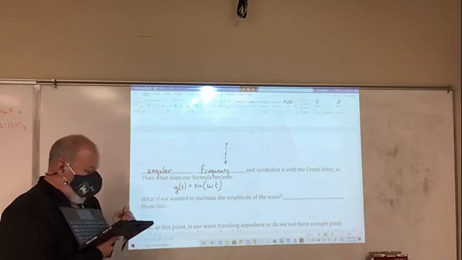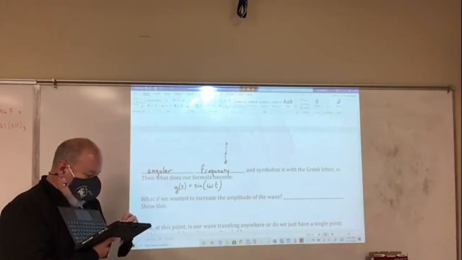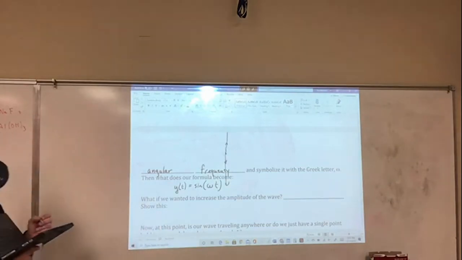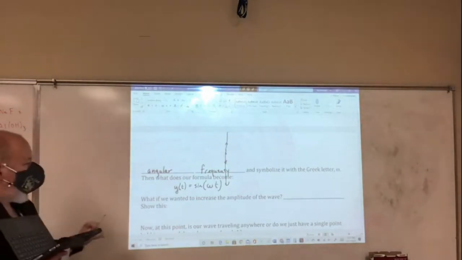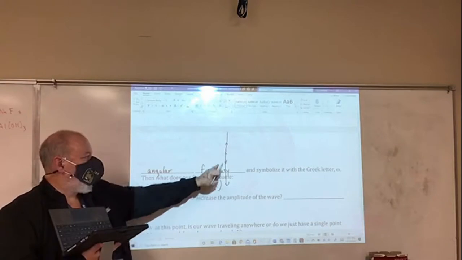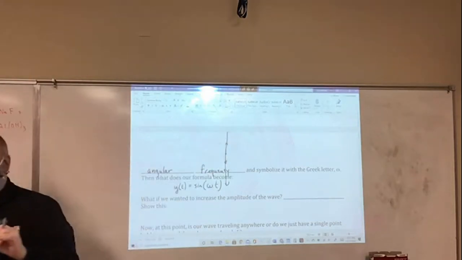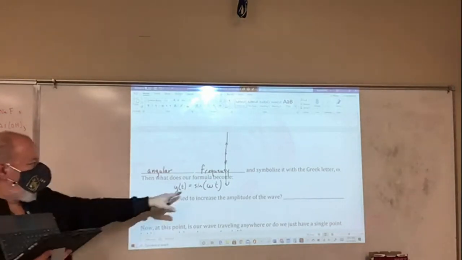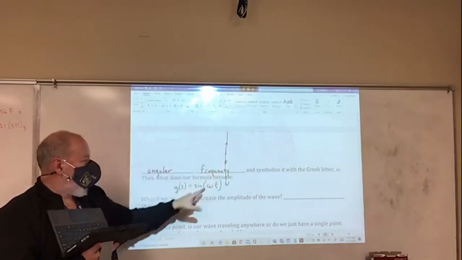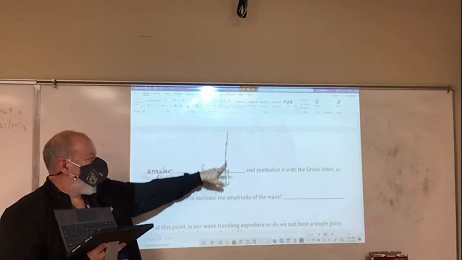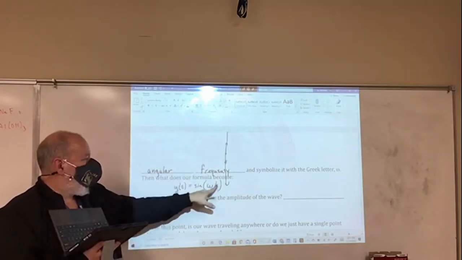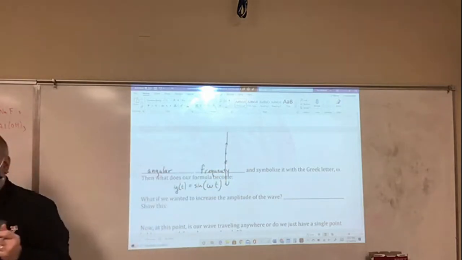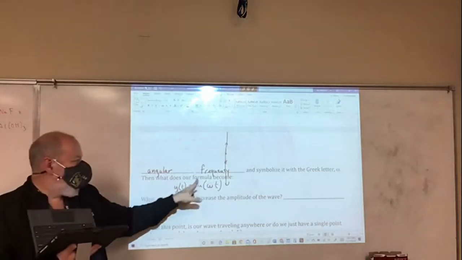But what if we wanted to increase the amplitude of the wave? What if I wanted to go this high and this low in my wave? What am I going to have to do to this formula to increase the distance that I go up or down? This value right now ranges between 1 and negative 1. What if I want to make it range between 2 and negative 2? What would I have to do to this quantity?